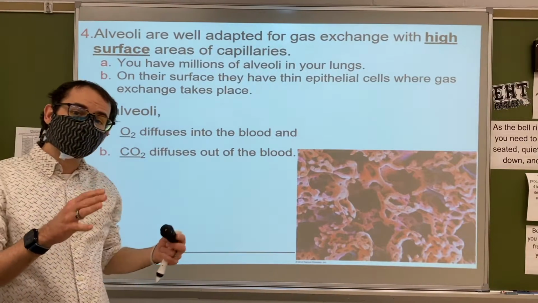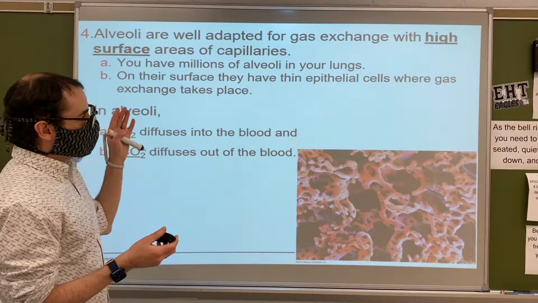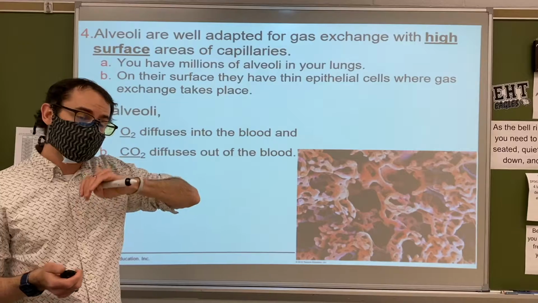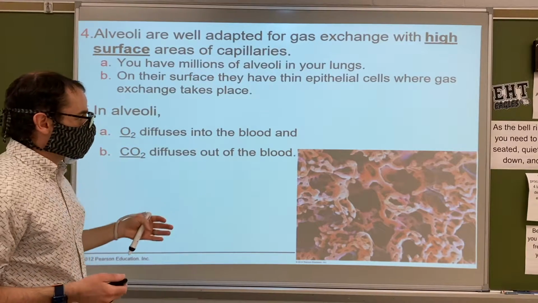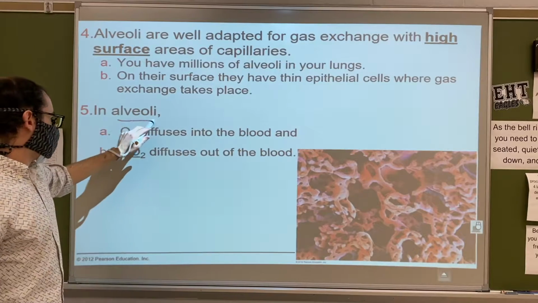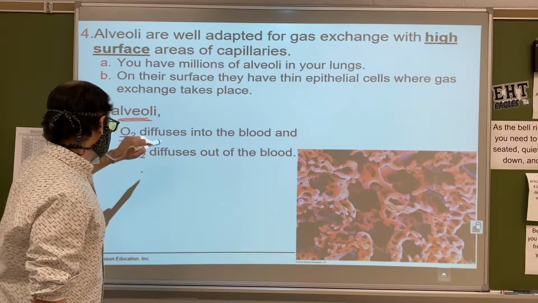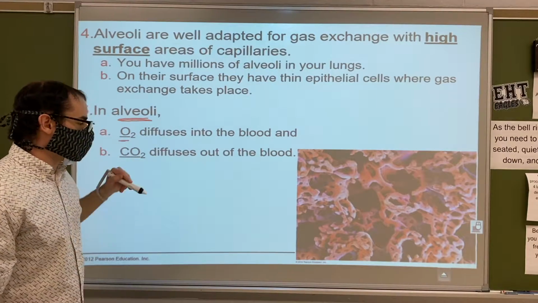Remember, they want to be really thin so that gas exchange can be as quick as possible. So you get all the oxygen into the blood as fast as possible, all the carbon dioxide out of the blood as fast as possible. Okay, so in the alveoli, O2 diffuses into the blood and CO2 diffuses out of the blood.